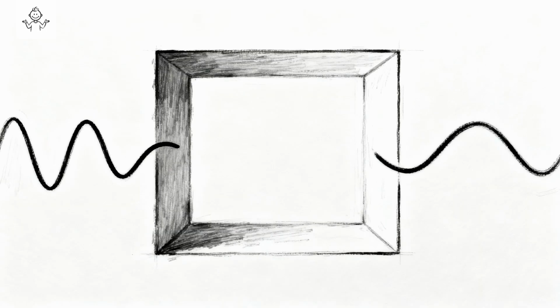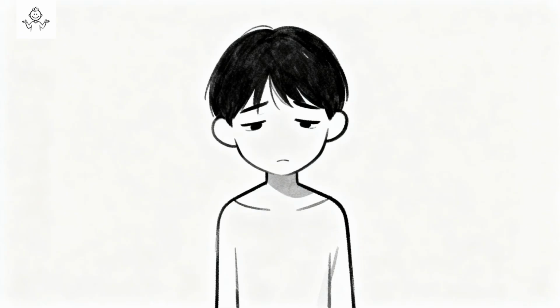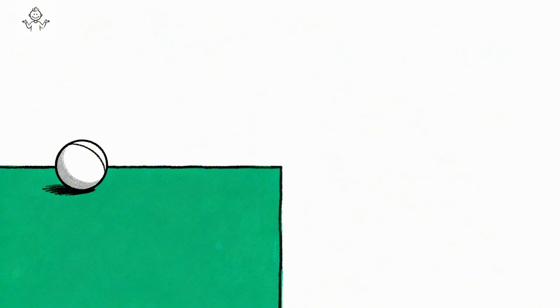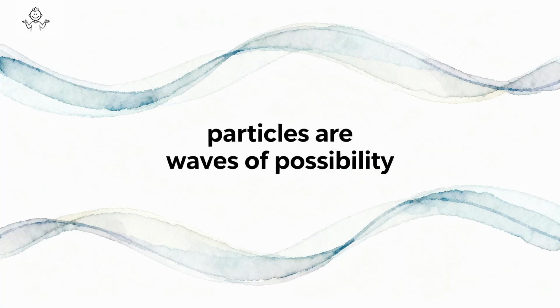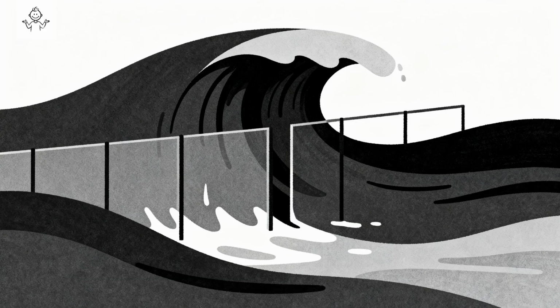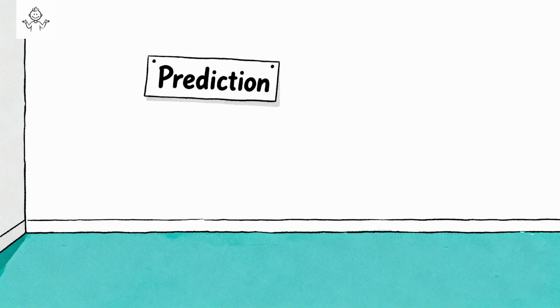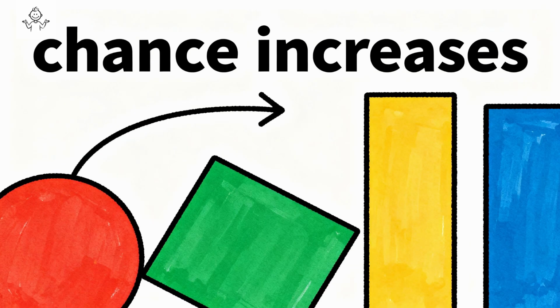Example A. Quantum tunneling. Familiar story. You're rolling a ball up a hill. If it doesn't have enough energy, it rolls back. Quantum twist. At tiny scales, sometimes the ball shows up on the other side without rolling over. Why? Particles are waves of possibility. The wave leaks through thin barriers. Some of it appears past the wall. Prediction. Thin the wall, cool the noise, and the leak-through chance increases.